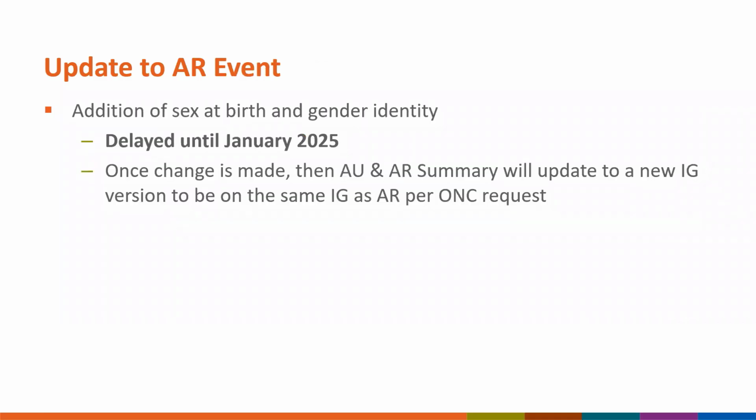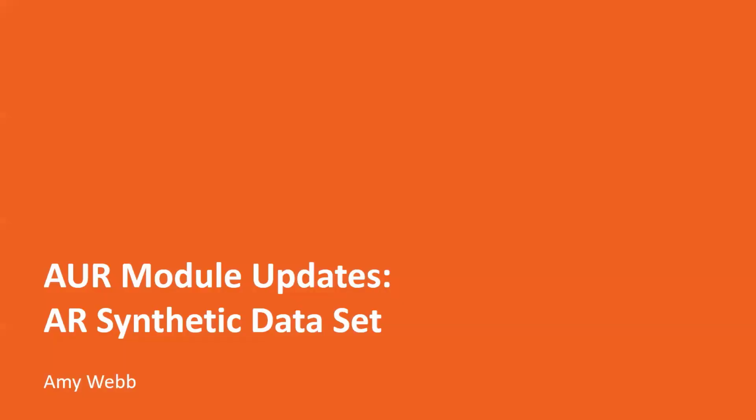Finally, updates to AR events. As mentioned earlier, the addition of sex at birth and gender identity to the CDA files is delayed until January 2025. Once that change is made, then AU and AR summary will update to a new IG version to be on the same IG as AR per ONC's request. And I'll turn it over to my colleague, Amy Webb.